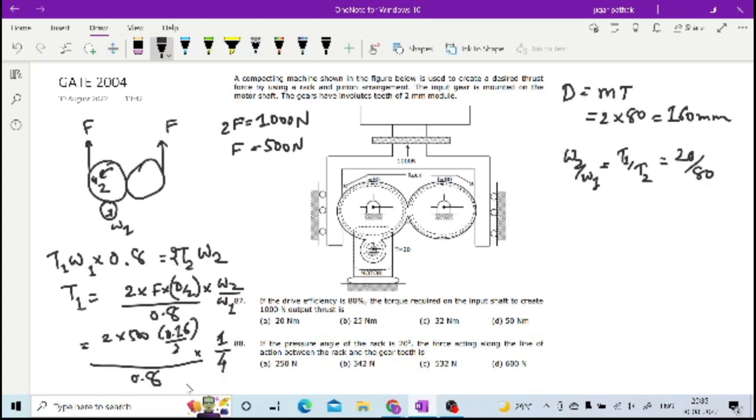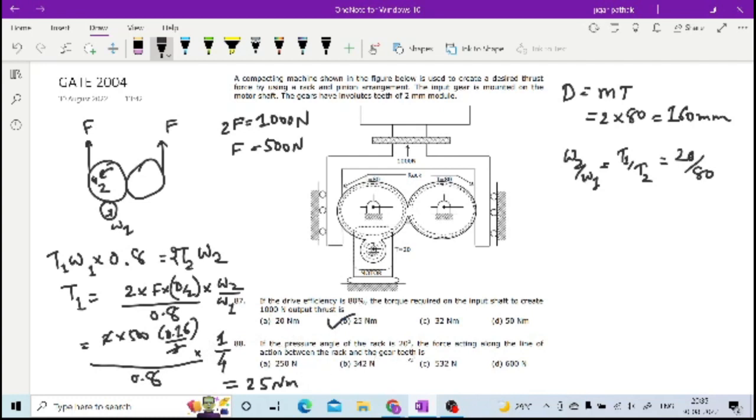So now you have all the things with you. When you simplify it, you will find that the answer will be 25 Newton meter, right? So this 2 can be cancelled, then you have 0.8 into 0.2 as 0.16, and then 0.2 multiplied by 500 will give you 100. And then when you divide it by 4 you will get 25. You can verify it. So your answer would be this one.